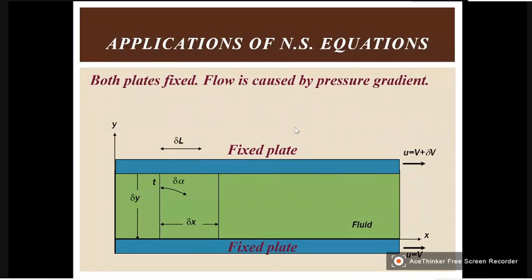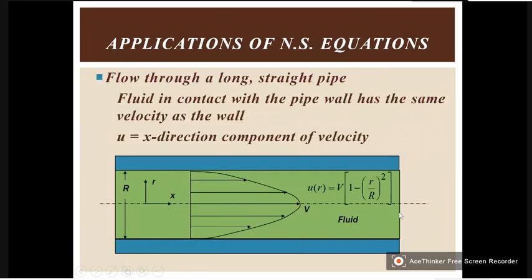Now, suppose we consider another application. The other application is that there are two plates and both of them are fixed. So when both the plates are fixed, how can you expect the flow in between the plates? The flow is possible only when you maintain a certain pressure difference between the upstream point and the downstream point.